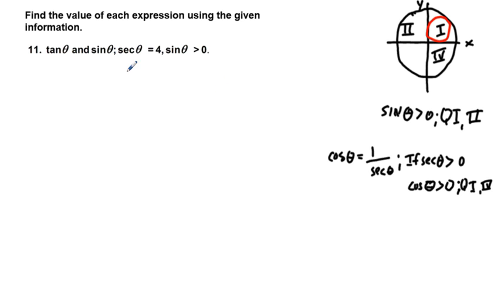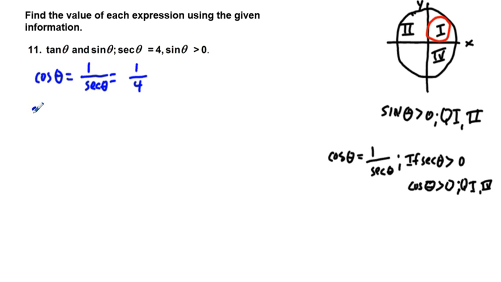Well, in this case, we could use the one we did in problem 9, but I think it might be a shade easier if we change this secant to cosine, and then we might explain a little bit later. I'll say cosine theta equals 1 over secant theta, which equals 1 over 4.